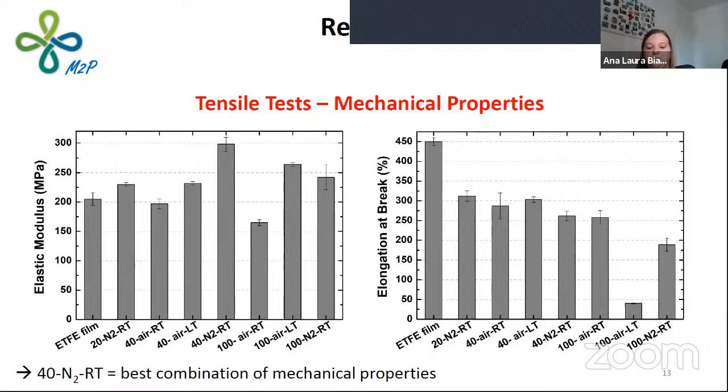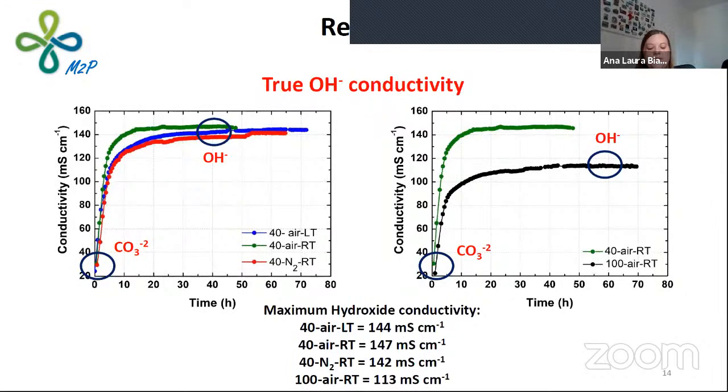So after checking mechanical properties, we chose the best samples for electrochemical measurements. And here there are some measurements of the true hydroxide conductivity of these membranes. And these measurements were made by a partner from Israel, as I said in the beginning. And basically, we start measuring the membrane in the carbonate form. And through the application of a current, we obtain the hydroxide form after several hours.